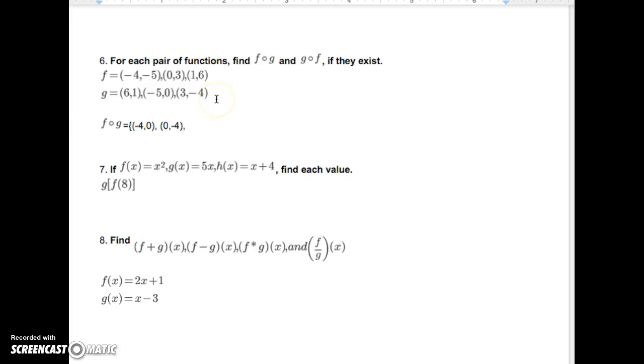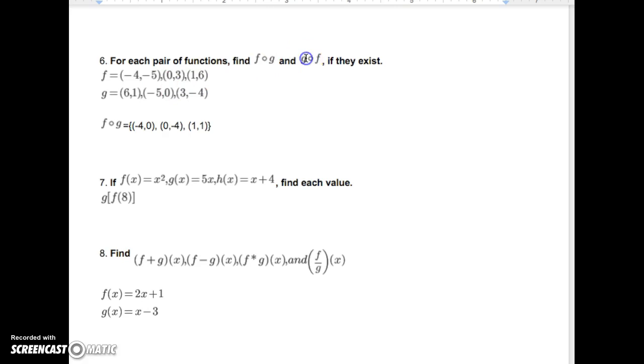Alright, and then we're going to look at the last f value. So we're starting at 1, 1 goes to 6, come down to g, 6 goes back to 1. So we started with 1, we ended up at 1. And so those are my points in f composition g, and then we have to do g composition f.